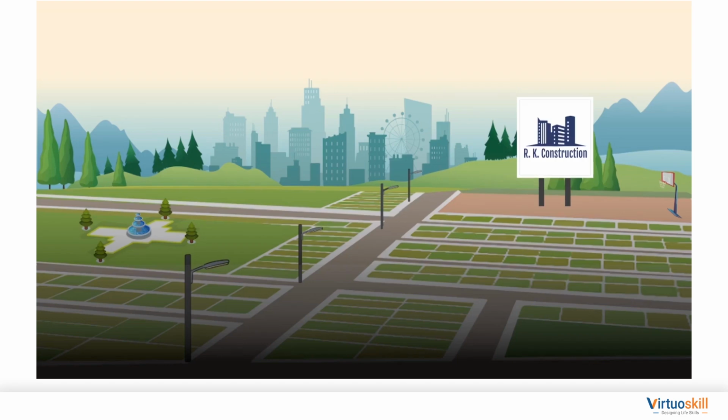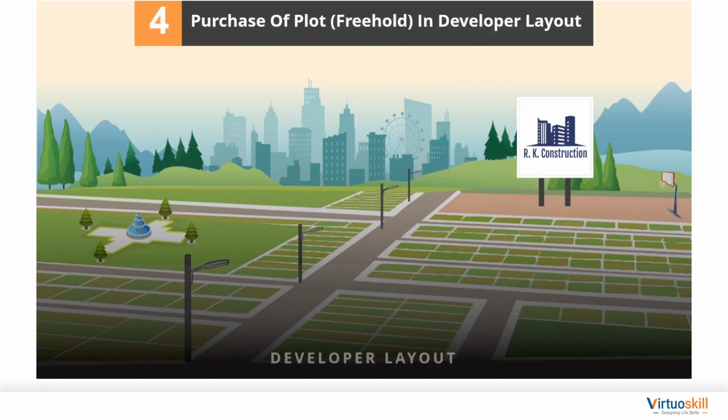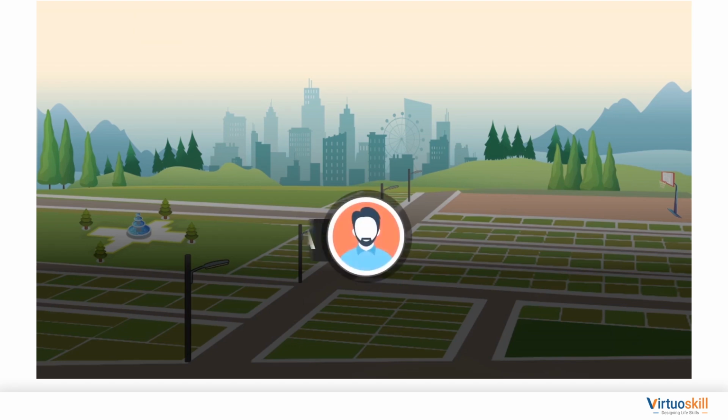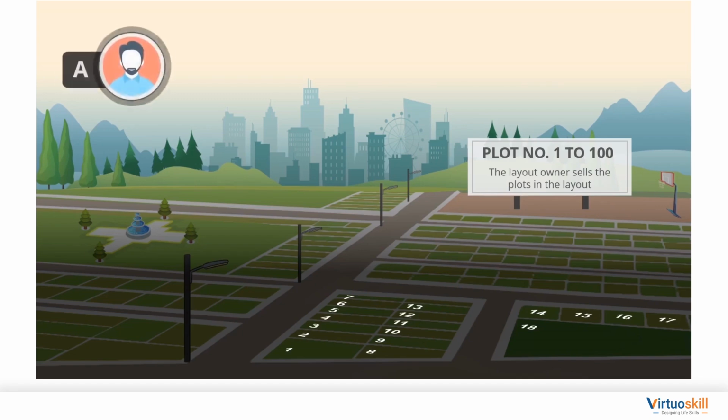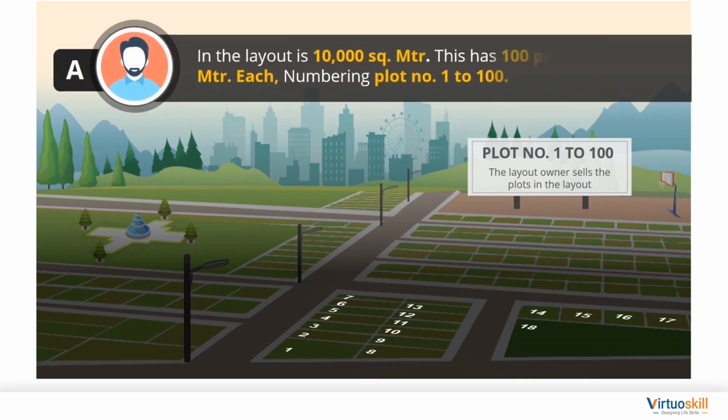The fourth is when there is a purchase of freehold plot in a layout being developed by a developer. Let us see an example. Mr. A is the owner of an agricultural land measuring 20,000 square meter. Mr. A obtains permission for non-agricultural use from competent authority and carves a layout of plot as per the permission of the competent authority. The plot area in the layout is 10,000 square meter. This has 100 plots of 100 square meter each, numbering plot number 1 to 100.